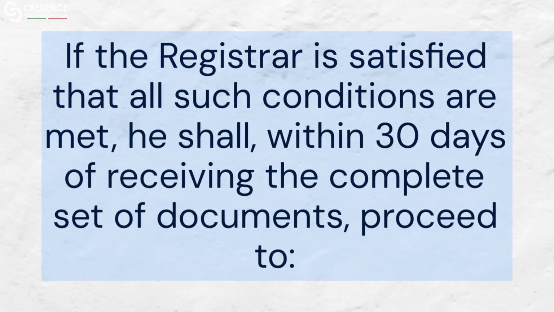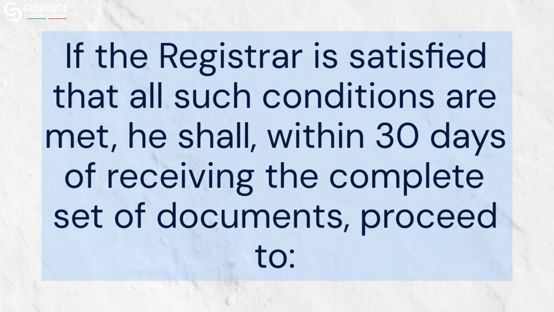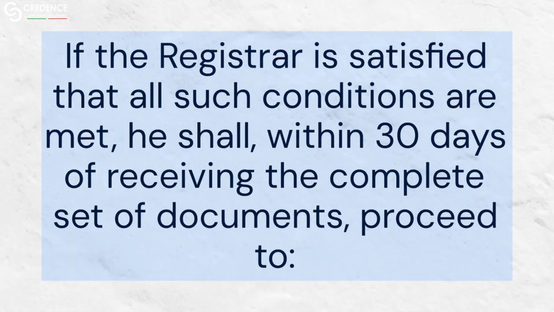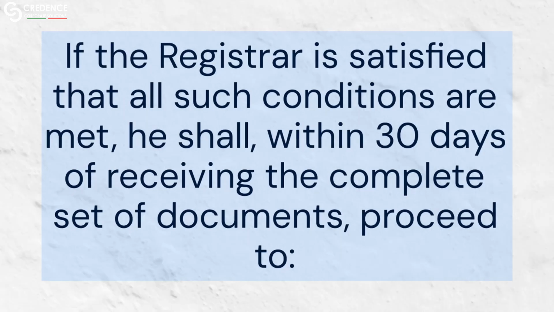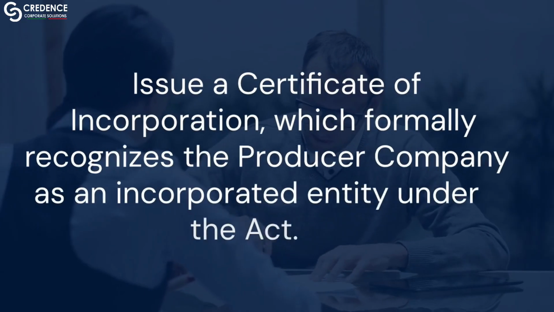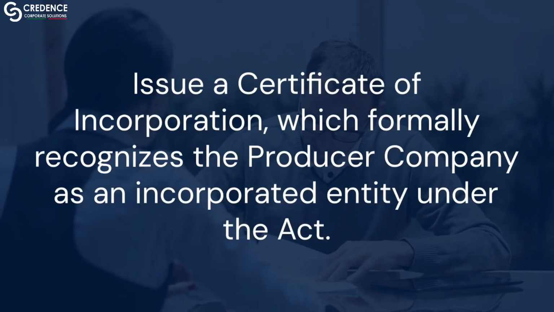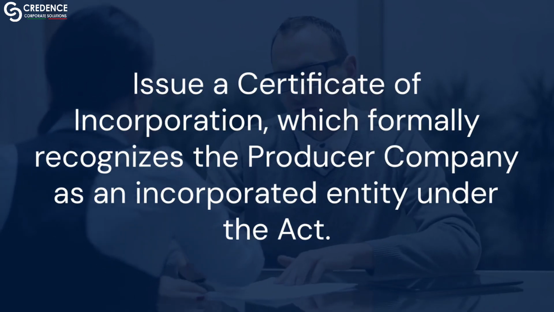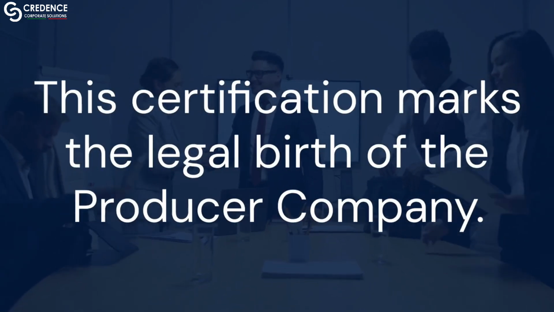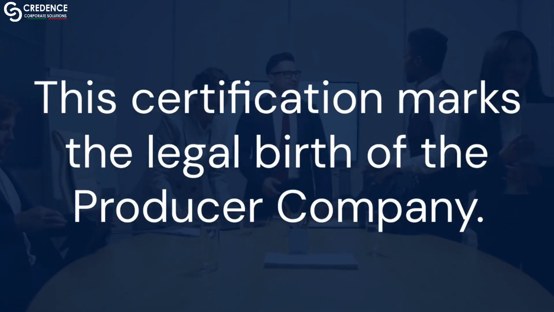If the registrar is satisfied that all such conditions are met, he shall, within 30 days of receiving the complete set of documents, proceed to register the memorandum, articles, and any other accompanying documents. Issue a certificate of incorporation, which formally recognizes the producer company as an incorporated entity under the Act. This certification marks the legal birth of the producer company.